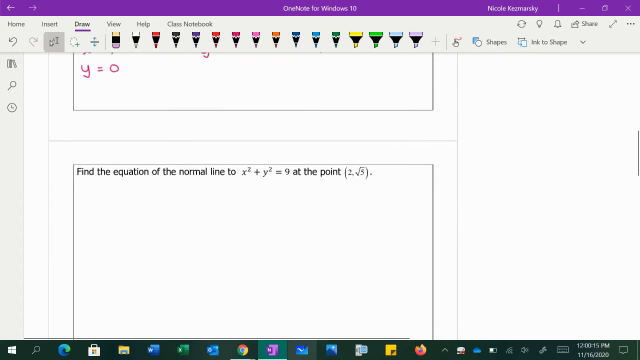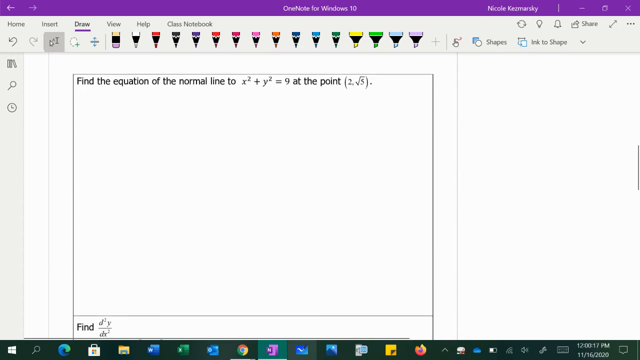For the next example, this one says find the equation. So it's important to recognize we're looking for an equation. So point slope form. And then this also says the normal line. So we have to recognize that normal means we're going to find a derivative, and the derivative gives us the slope of the tangent line. To find the normal line, that's when we do the negative reciprocal, or the opposite reciprocal.